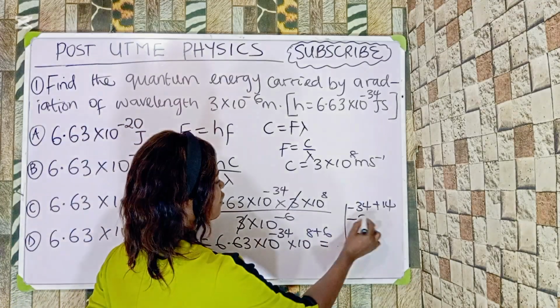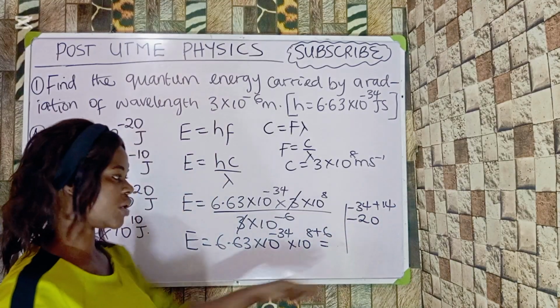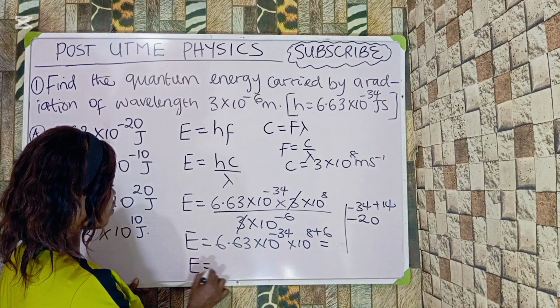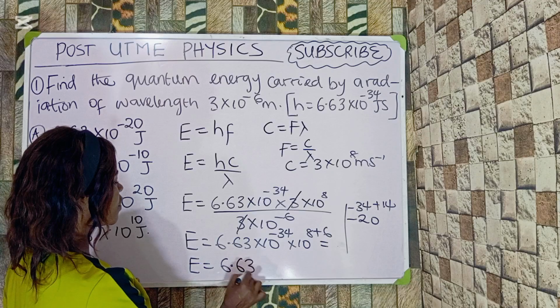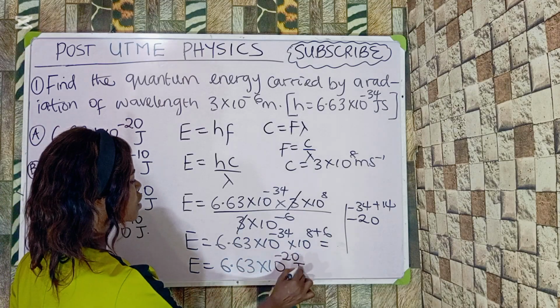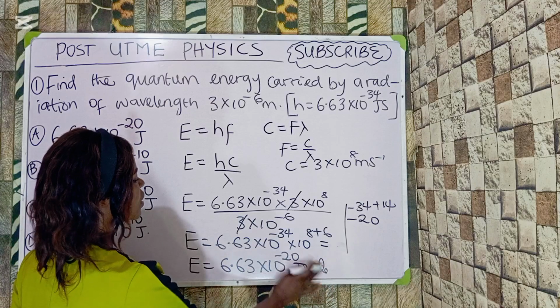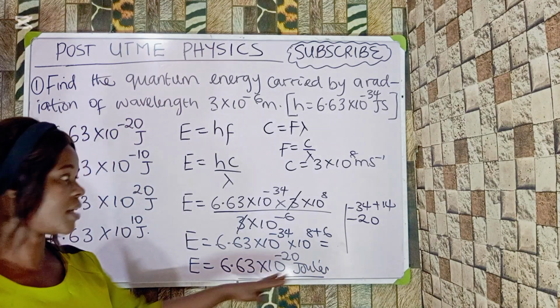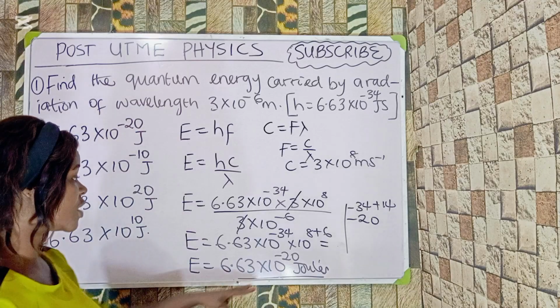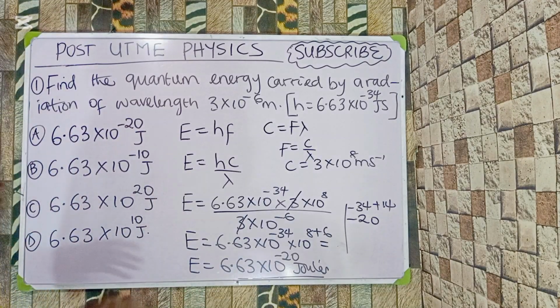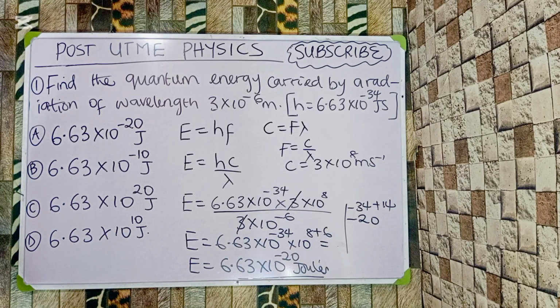Now I'm going to have minus 20. This is just the power. Then I replace it here. I'm going to have that E is equal to 6.63 times 10 to the power of minus 20 joules, because energy is measured in joules. So you can see that even without using a calculator, you can actually solve this and get your answer smiling. Now, from the options provided in the question, the correct option to this question is option A.